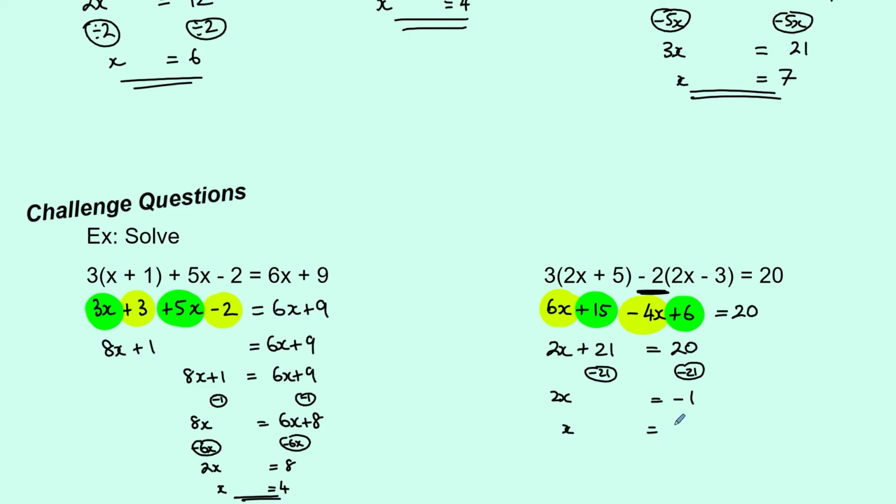Now here, there's a couple of ways you can write this. When we divide by 2, we're going to get negative a half. That would be my preference, to write it as a fraction, but you could also write it as a decimal, as negative 0.5. So either one would be fine here. You're going to work more with fractions later on, and they're more precise, so it is good to get into the habit of using them, but both would be a fine and acceptable answer at this stage.